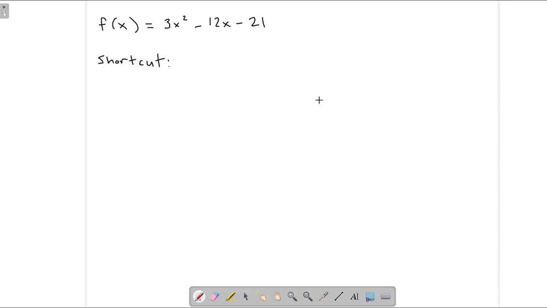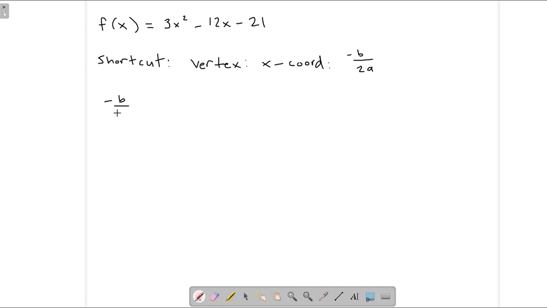Okay, so now let's try the same problem, but we'll use our shortcut method, where I can just figure out what my vertex is by finding the x-coordinate first, given by negative b over 2a, and then plug in to find the y-coordinate. And I actually didn't know about this method until teaching this class, so it'll be interesting to see how much faster it is. So first, let's take our negative b over 2a.